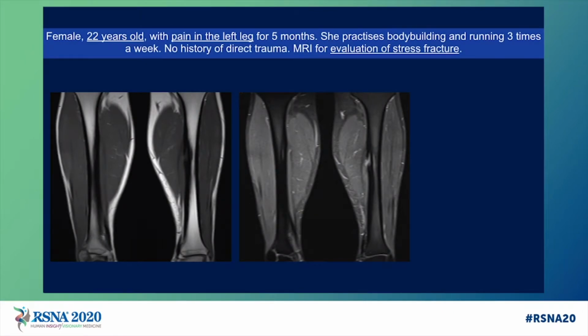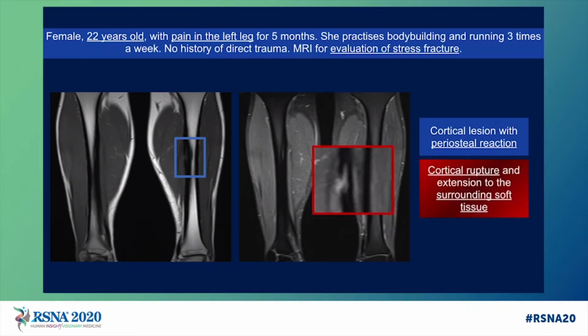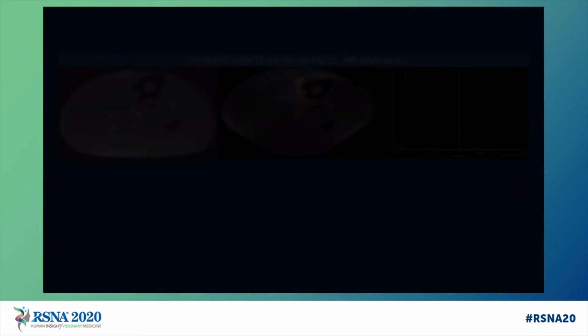Let's compare with this case, a female, 22 years old, pain in the left leg, MRI for evaluation of stress fracture, and here we can see this cortical lesion with a periosteal reaction. We can note this cortical rupture with extension to the surrounding soft tissue.